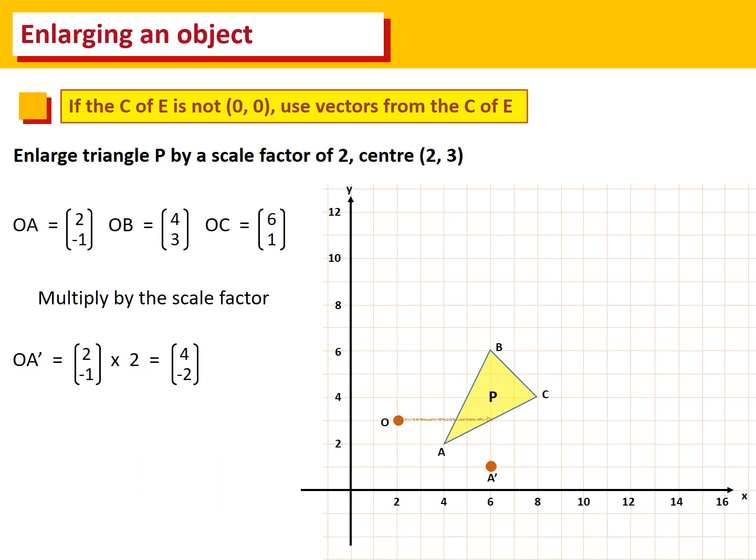In order to find B dash and the vector OB dash, we take the original vector from O to B, which is 4, 3. We multiply it by 2, we end up with 8, 6. So once again, measuring from the centre of enlargement, 8 to the right and 6 up will give us the point B dash.